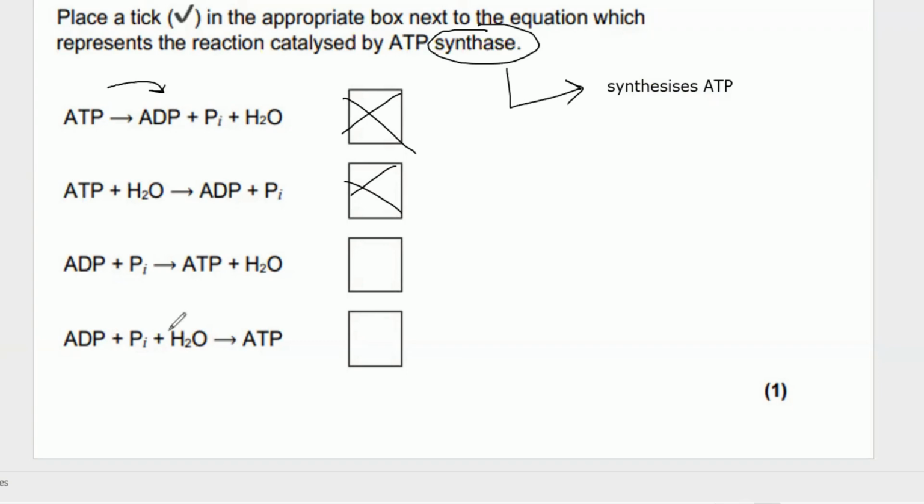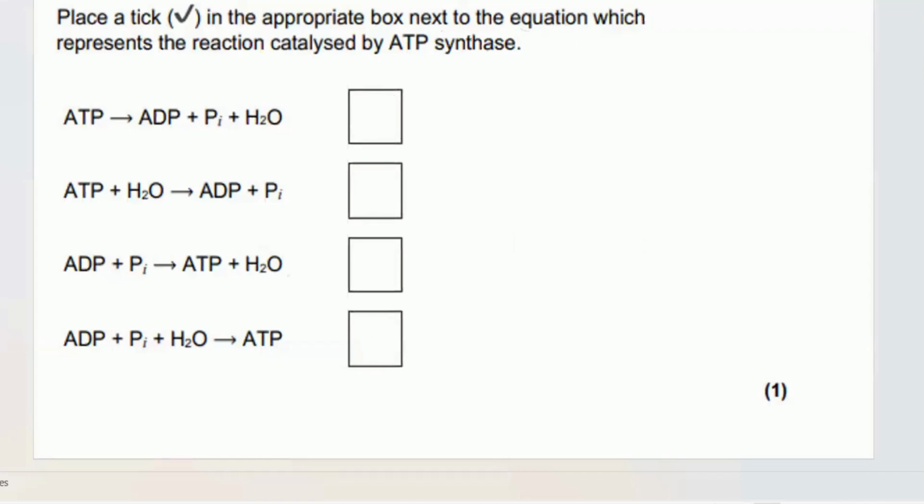However, this bottom one is showing that water is used in the making of ATP. Actually, water is released in the making of ATP, so it's this third answer here that is correct. Remember, it's a condensation reaction that forms bonds and joins these together. Whenever we put small biological molecules together and join them, they are condensation reactions and they release water. When we want to break molecules, we need to use water, and those are hydrolysis. So the answer here is the third one down.